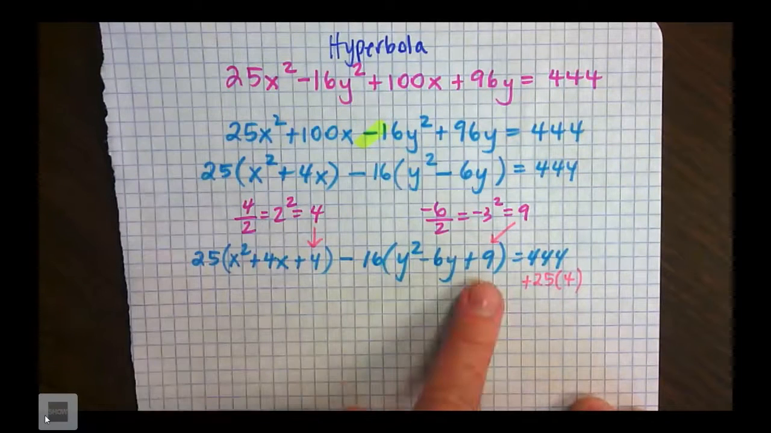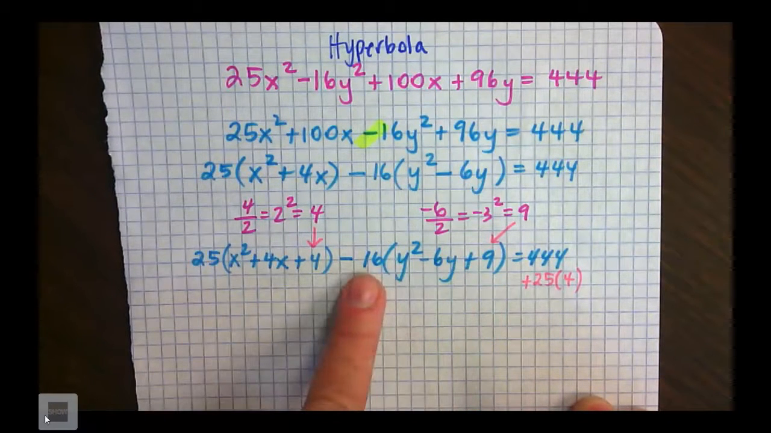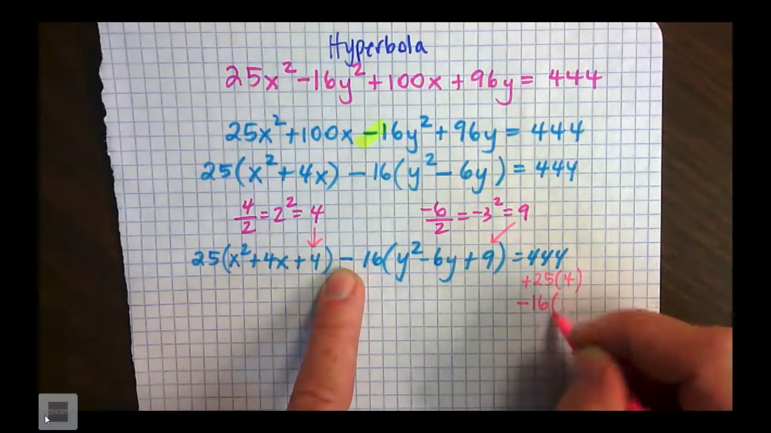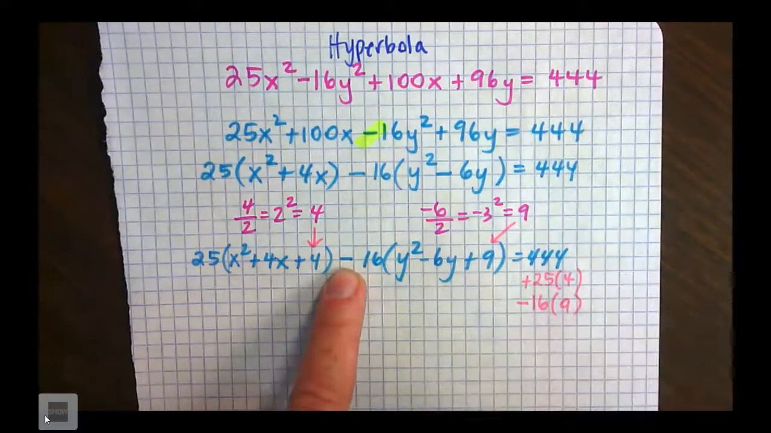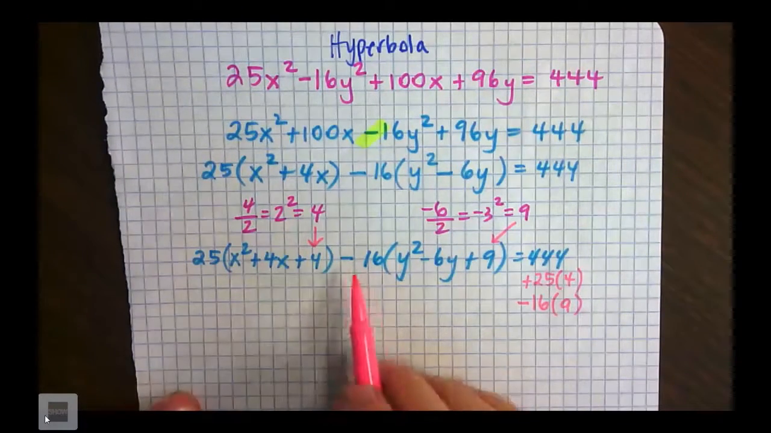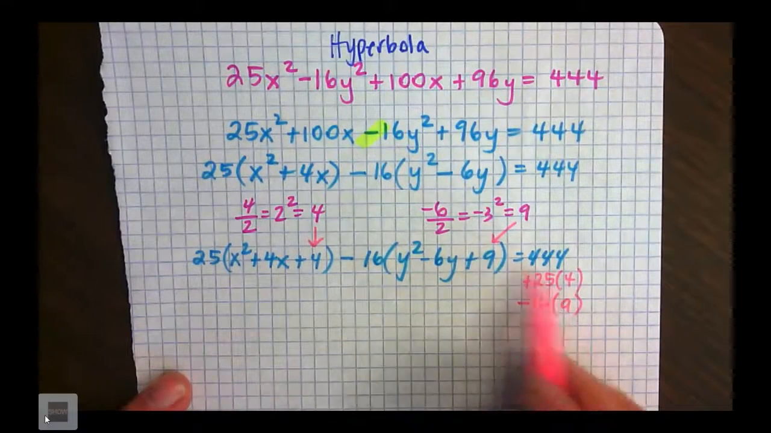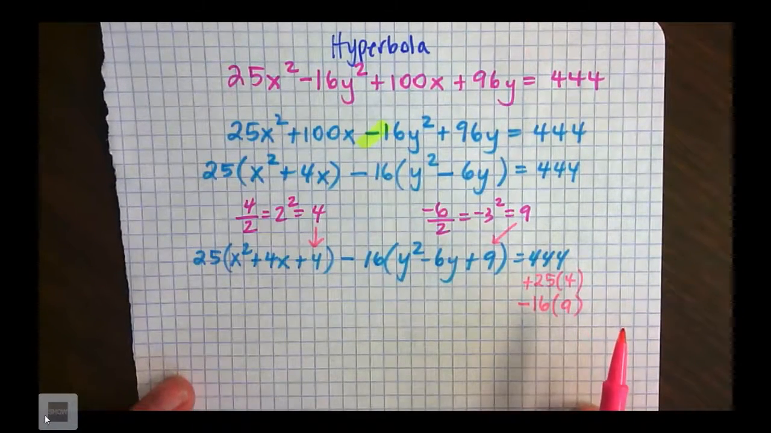Now, here, I'm not just adding 9 to the other side, I'm really multiplying by, wait a minute, there's a negative. So I'm really multiplying by negative 16 times 9. That's the new thing with the hyperbola because that minus sign's included with the 16. So I got to make sure I include that over there as well.